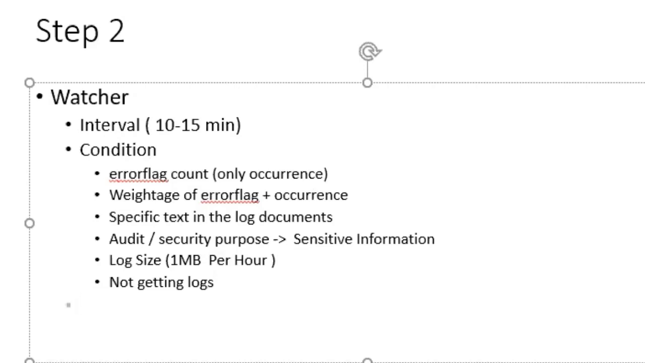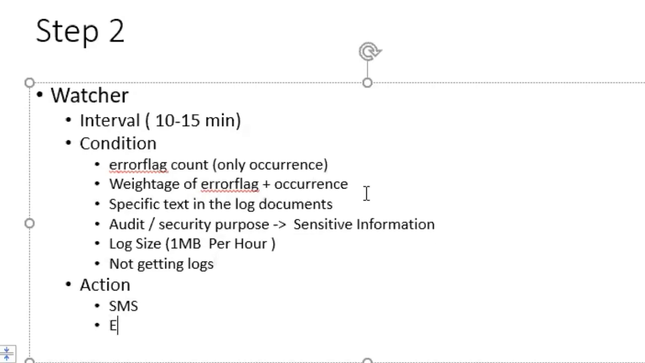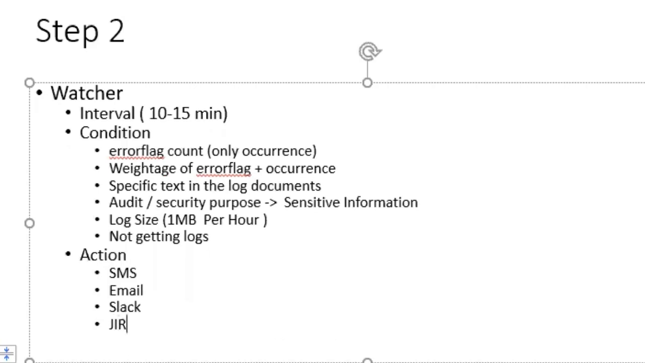Now we know what conditions are possible, and then we will take action. Everything should have different kinds of actions. Most probably, since this is a log, an SMS and email kind of notification, or a flag or error. From my perspective, these four are very important actions. So this is your step 2.